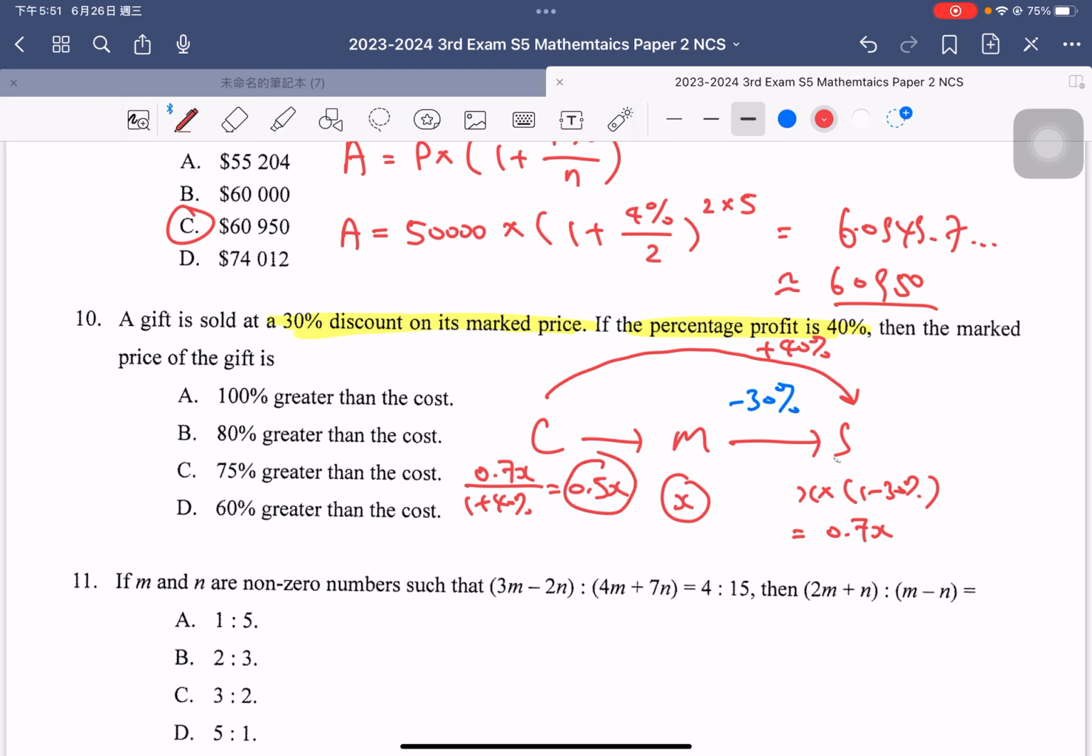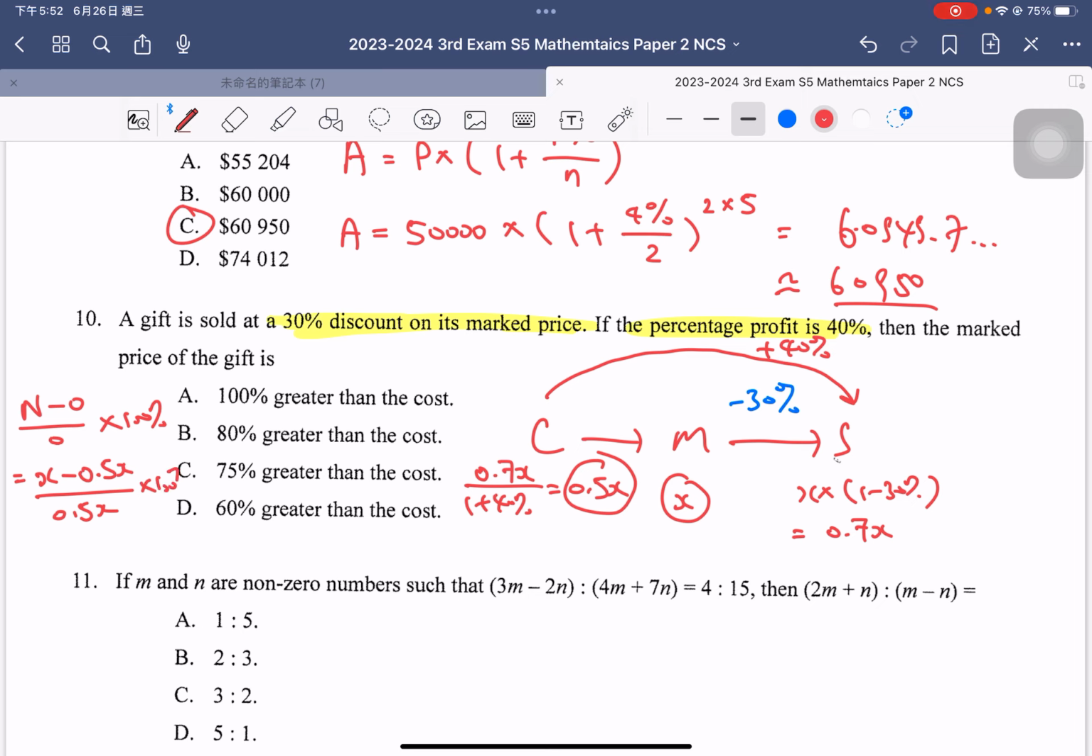So now we have the cost, which is 0.5x, and the market price is x. The question is asking about the market price compared to the cost. So we can use the new minus the old, divided by the old, times 100%. The new one is our market price, which is x, and the old one is the cost, which is 0.5x. And then I divide by 0.5x.